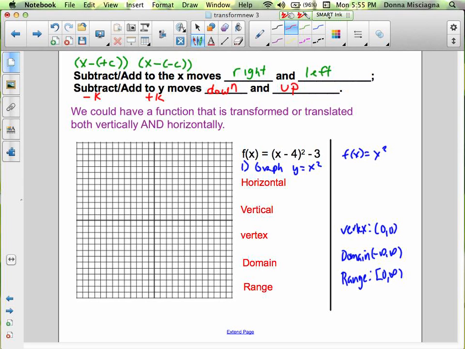All right, so first of all, let's graph our parent graph. And I'm not going to write down the table of values this time because we've written it down twice. All right, so we have the points 0, 0, 1, 1, negative 1, 1, 2, 4, negative 2, 4, and 3, 9, and negative 3, 9.